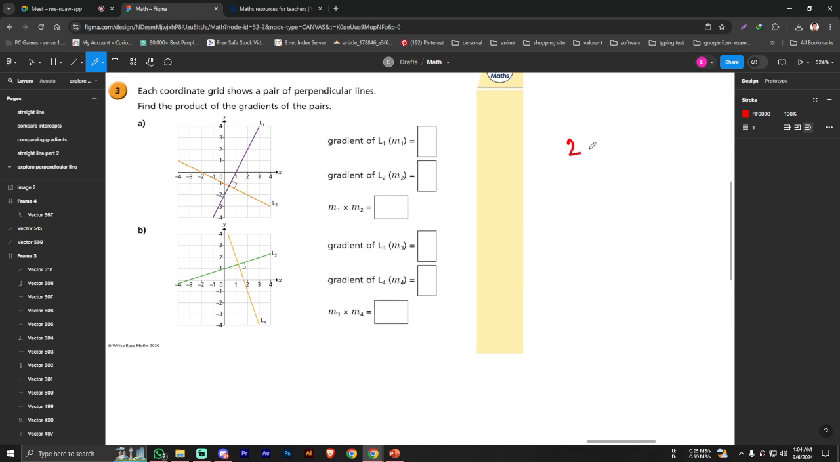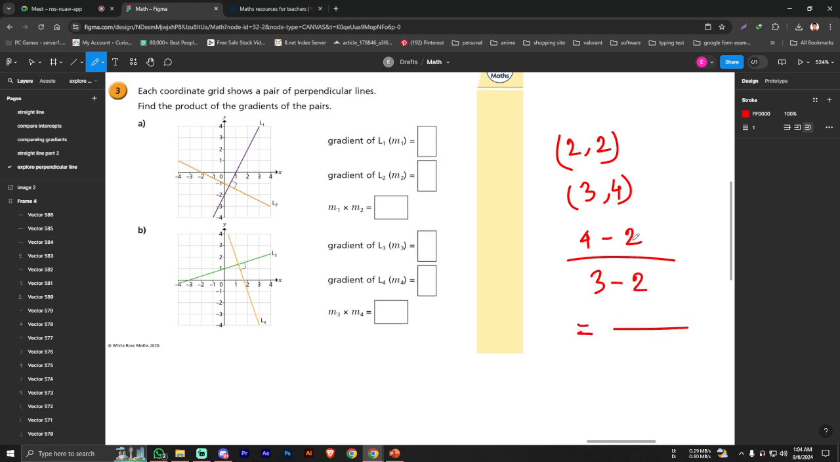Okay, is this 2, 2, and 3, 4. So 4 minus 2, 3 minus 2. The answer is 2. Yes, 2 is the answer, right? So that's L1's gradient.